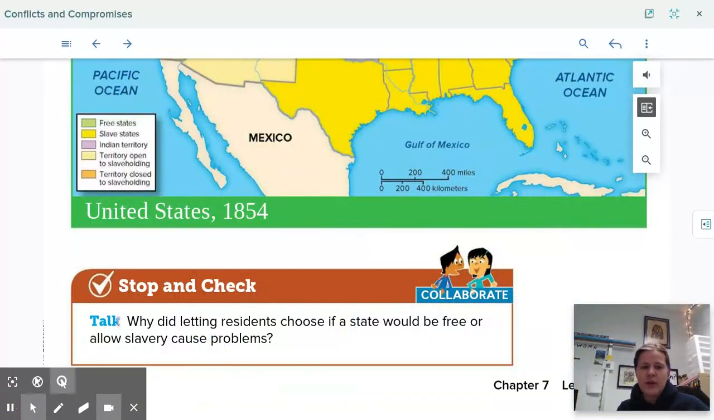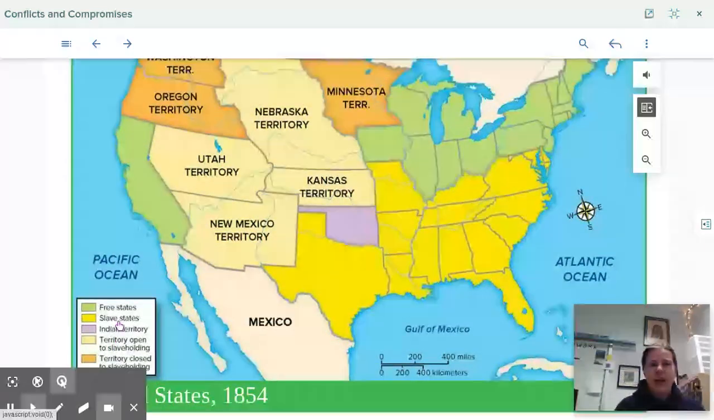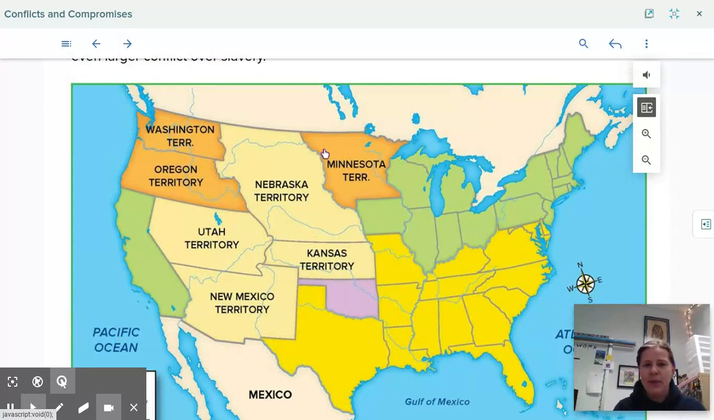So our stop and check here says talk. Why did letting residents choose if a state would be free or allow slavery cause problems? Well, it caused problems for several different reasons. So here's what would happen. People living, let's say, in Minnesota territory, they would move into the Nebraska territory because, remember, they didn't allow slavery. And they would say, hey, I'm living here now. Let's vote to not allow slavery.